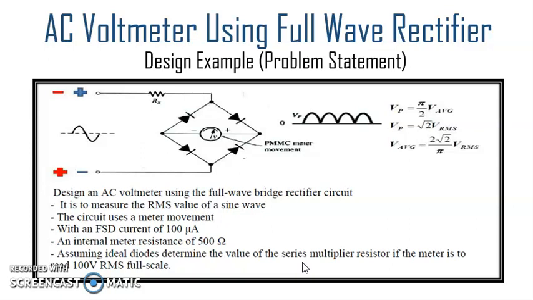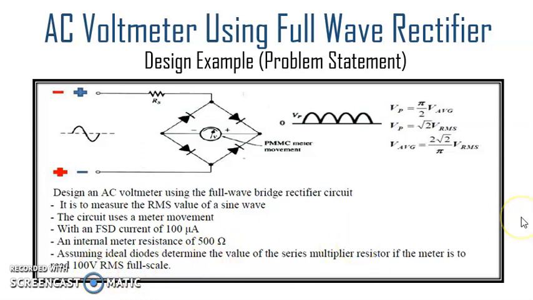The second part is the AC voltmeter using a full wave rectifier. The design procedure and example are similar to the one that we considered for the AC voltmeter using a half wave rectifier. The example here makes use of a PMMC with IFSD equal to 100 microampere and internal resistance equal to 500 ohms. The value for which it is supposed to be designed is 100 volt.